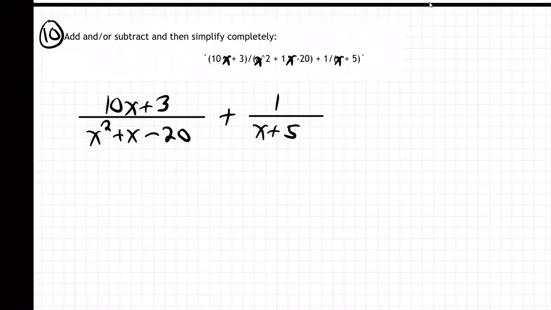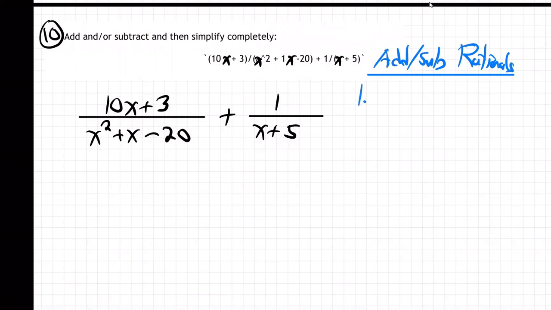All right, so we're adding and subtracting fractions. When you do this, they're technically called rationals. All right, so what's step number one? Factor the denominators. So we've got to factor specifically that denominator.